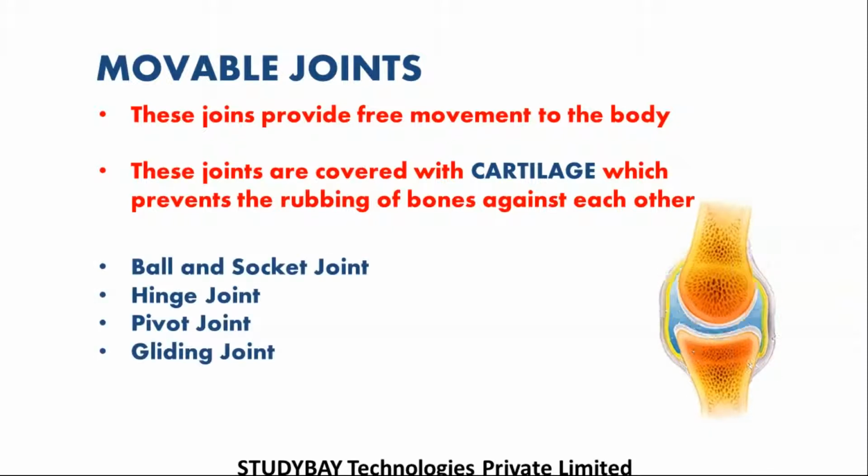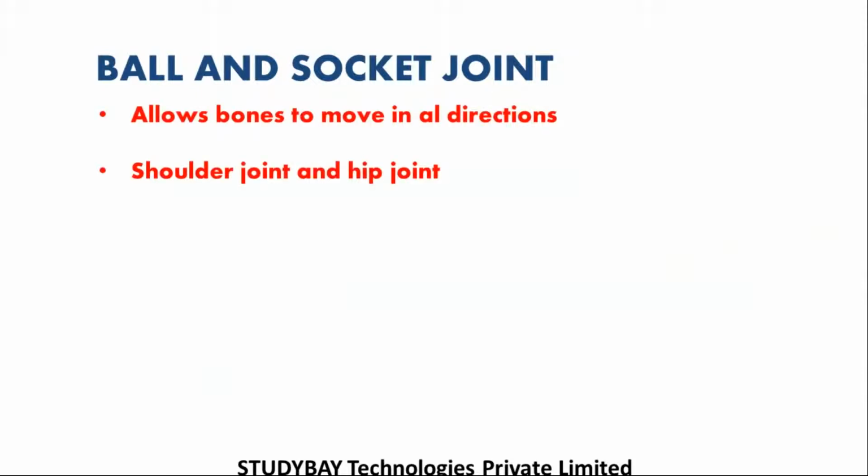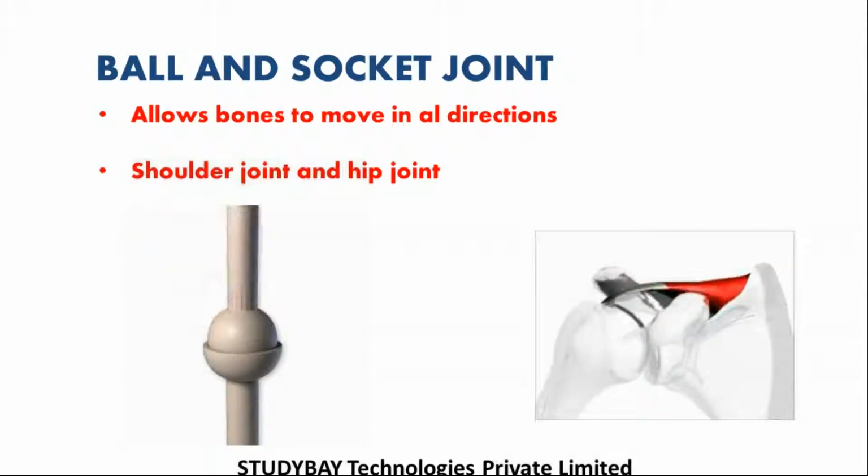Now, there are four different types of joints. One is a ball and socket joint, one is a hinge joint, one is a pivot joint, and the last one is a gliding joint. Ball and socket joint. This ball and socket joint allows bones to move in all directions. The examples include the shoulder and hip joint. This is how your ball joint actually looks, and this is how it actually works. And if we check the real scenario of a shoulder joint, you can see this is how a shoulder joint actually works. Right?